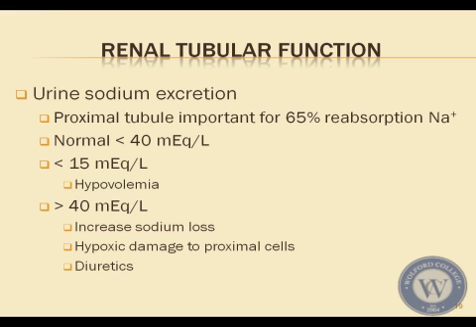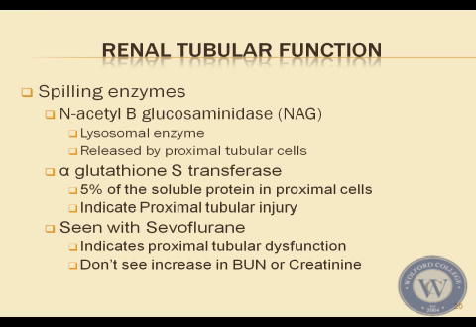and usually this is from hypoxic damage of the proximal tubular cells. It could also be due to simple diuretic therapy. The other things that may indicate renal tubular function is by measuring certain kinds of enzymes that are being spilled into the urine. Specifically things like NAG, which is N-acetyl beta glucosaminidase. This is a lysosomal enzyme which is released by destruction of proximal tubular cells. It's pretty much indicative of hypoxic cellular damage of the kidney.